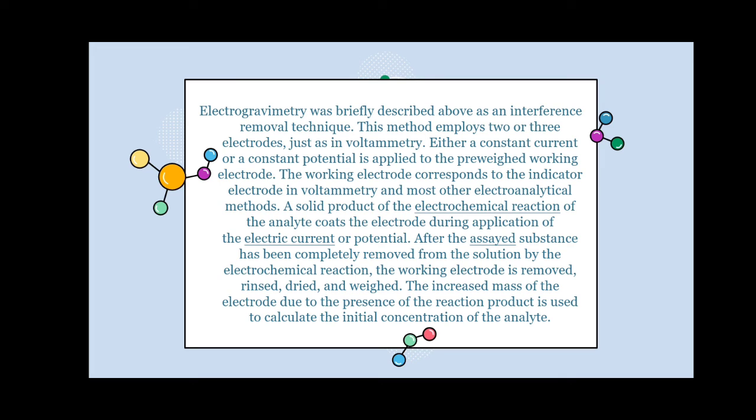The working electrodes correspond to the indicator electrodes in voltammetry and most other electroanalytical methods. A solid product of an electrochemical reaction of the analyte coats the electrode during application of the electric current or potential, after the assayed substance has been completely removed from the solution by the electrochemical reaction. The working electrode is removed, rinsed, dried, and weighed. The increased mass of the electrode due to the presence of the reaction product is used to calculate the initial concentration of the analyte.